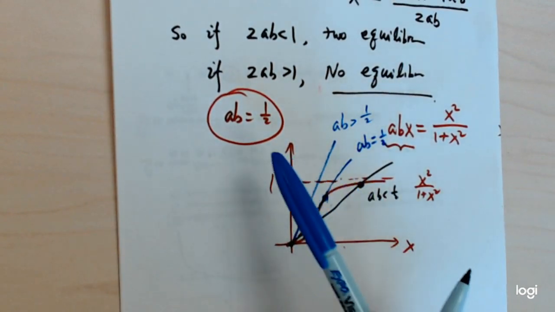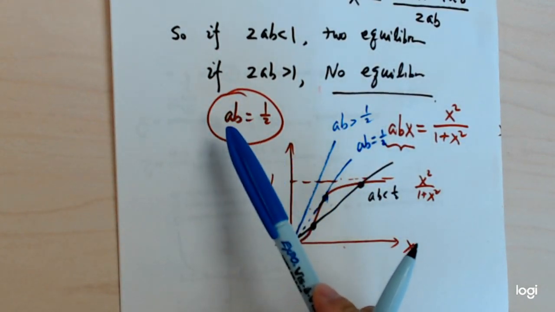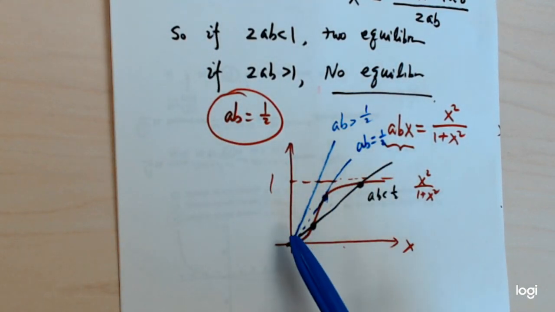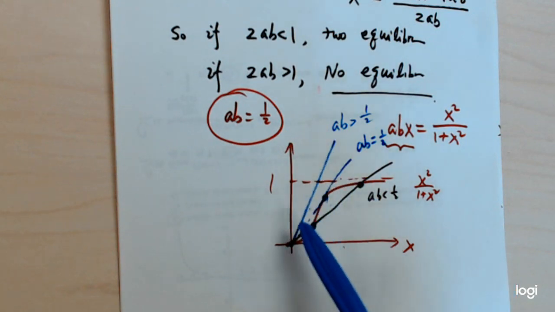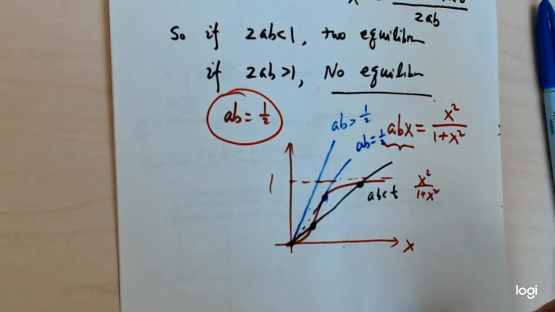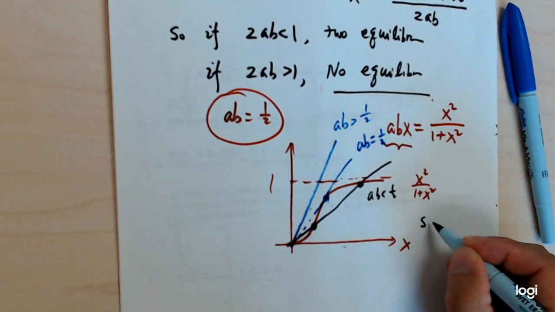So once again, when the parameter ab, the product, crosses 1/2, the number of equilibriums goes from 1 to 3. So there will be 2 additional equilibriums that pop up. That's why we call this a saddle node bifurcation.